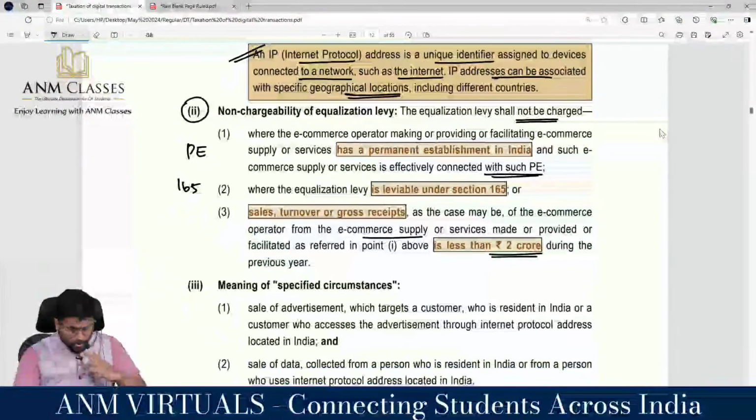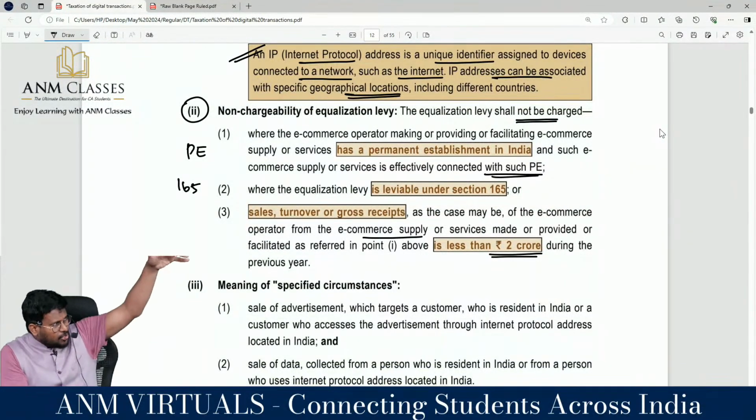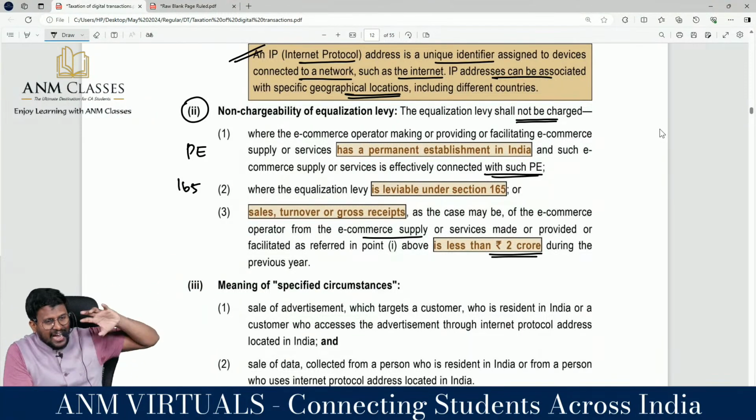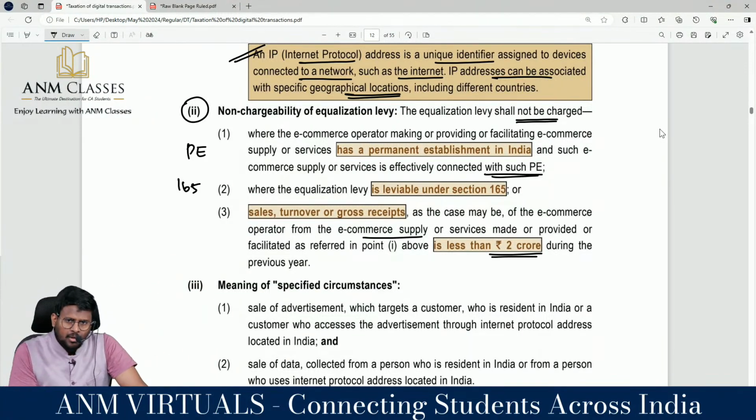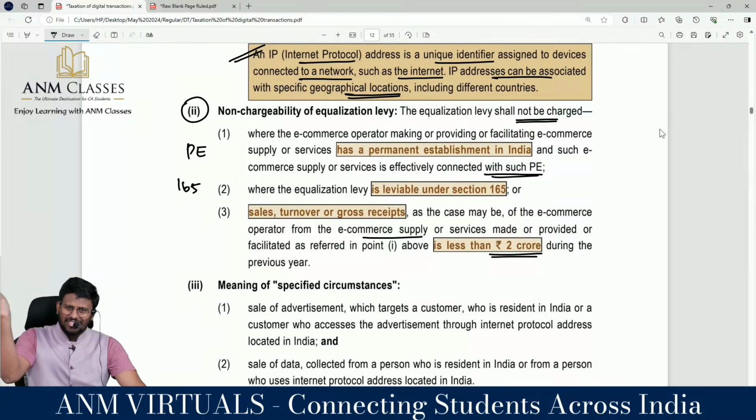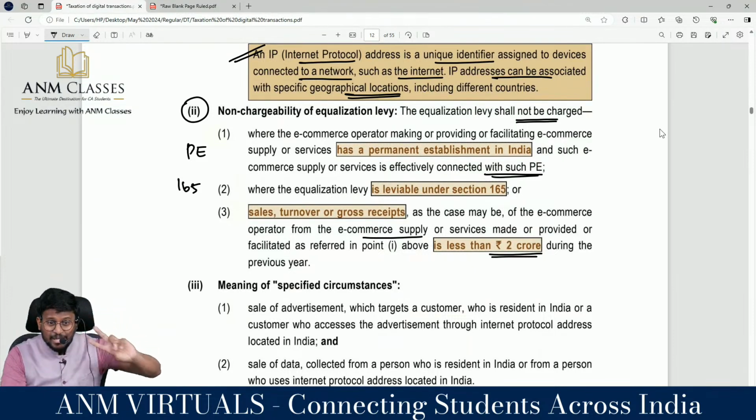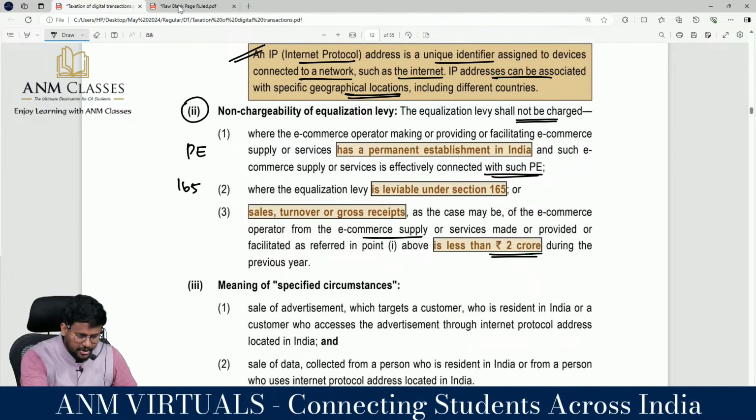Now I am extending to non-chargeability of equalization levy. There are three circumstances. Number 1, the non-resident has a permanent establishment in India and through that permanent establishment is supplying such goods or services or both. Number 2 is business or profession. Here there is no business or profession condition, is there? If it is covered there, then it is not covered under 165. Third one, consideration. Here the consideration is 2 crores. If it does not exceed 2 crores, you need not deduct equalization levy under 165A.